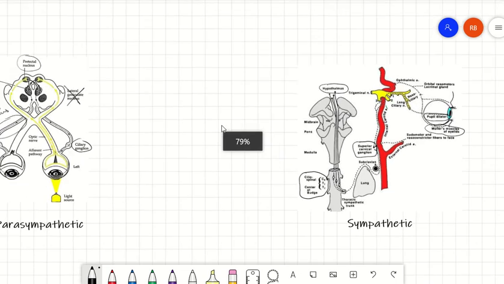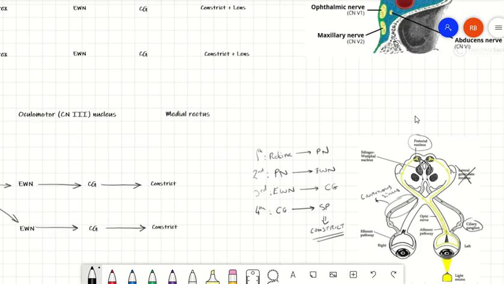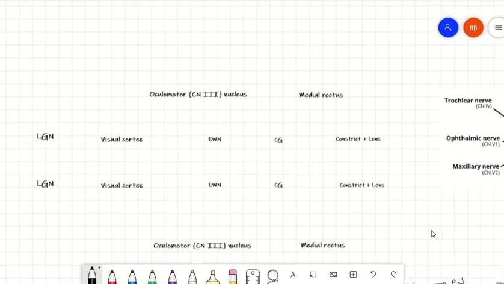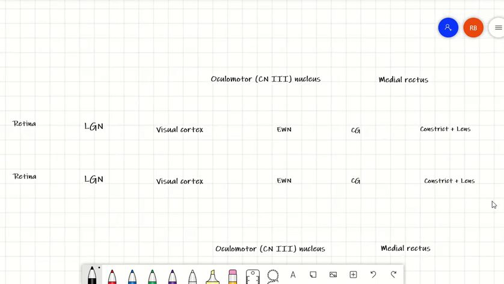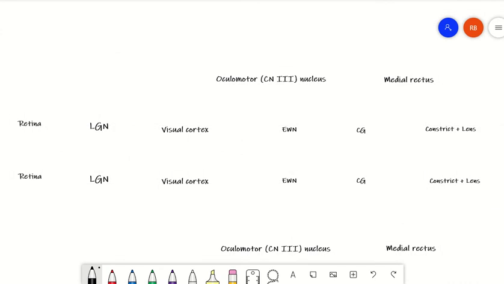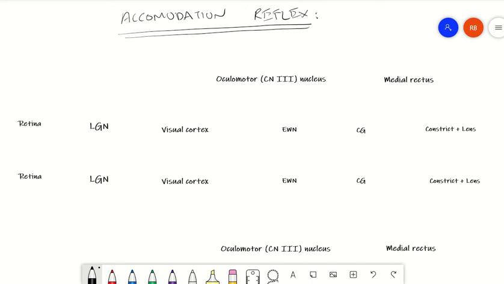So the next thing I was going to go over was the accommodation reflex. So this is what we're looking at now, the accommodation reflex. I've got a separate flowchart here.